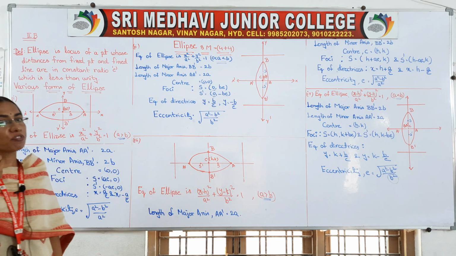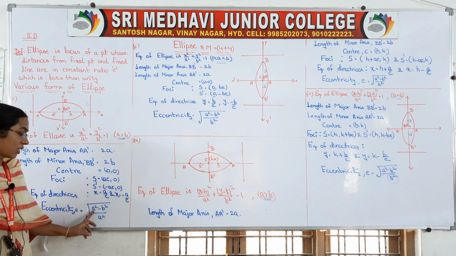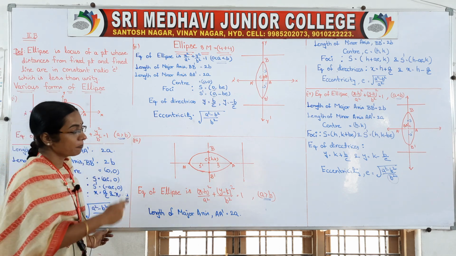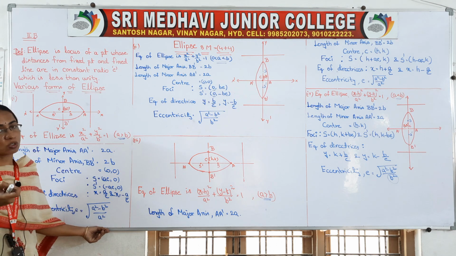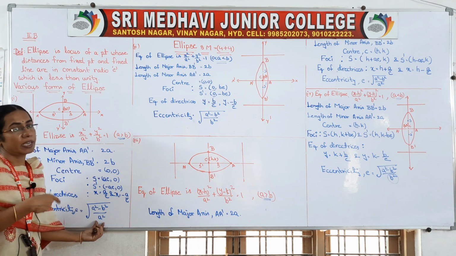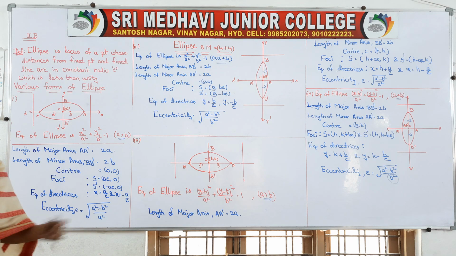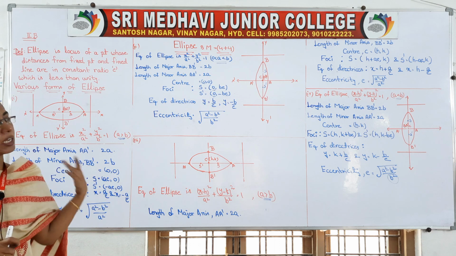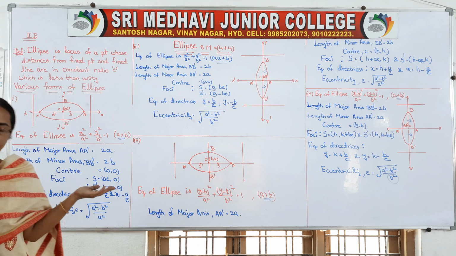And remember, if a is greater than b, then the eccentricity formula is root of a square minus b square by a square. If a is less than b, then the eccentricity formula is root of a square minus b square by b square. Here comes the difference downwards: a greater than b, a square; a less than b, b square. So write these formulas 2 times and say them once loudly. Your brain will get used to these formulas. That's all for today. Have a nice day.